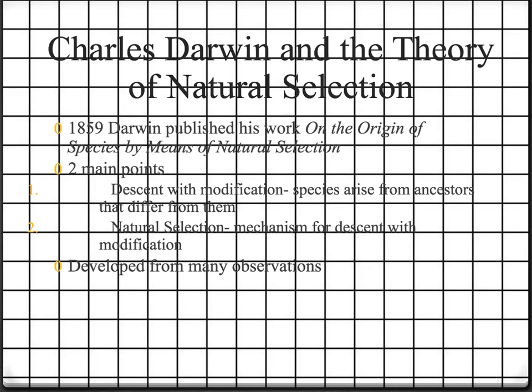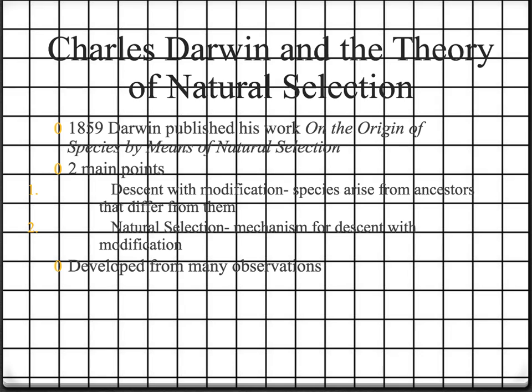The first was that there seemed to be descent with modification, which meant that one species had ancestors that were slightly different from them. So you are not exactly the same as your parents, who are not exactly the same as your grandparents. So there is descent with some modifications. Okay? And then the second main point that he makes in his book is natural selection, which is what he called the mechanism for this descent with modification to happen. So this helped descent to happen.